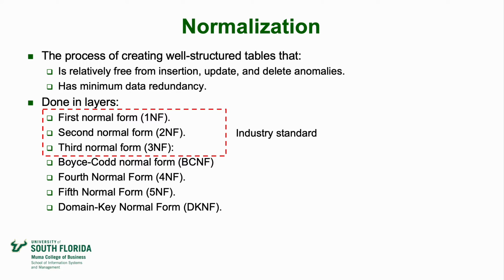Normalization is done in layers. For example, to ensure that the table is in second normal form, we first have to make sure it is in first normal form. And there are a large number of layers, as the following indicates: first normal form, second normal form, third normal form, Boyce-Codd normal form, fourth normal form, fifth normal form, domain key normal form. However, for the purposes of this course, we will restrict ourselves to the first three. In practice, it's almost always sufficient to make sure that all the tables in a logical design are in third normal form. And this is in fact the industry standard.